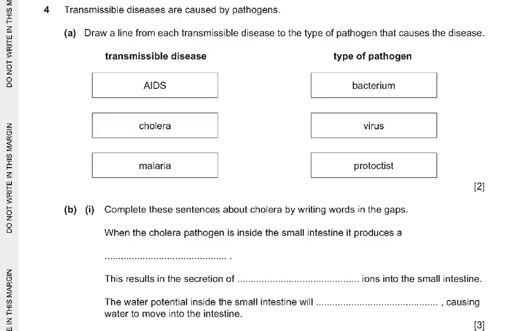Bismillah ar-Rahman ar-Rahim. Question number 4. Transmissible diseases are caused by pathogens. Draw a line from each transmissible disease to the type of pathogen that caused the disease. AIDS is caused by a virus, so we do this. And cholera is caused by a bacterium, so you do this. And malaria is caused by a protoctist, you do this.